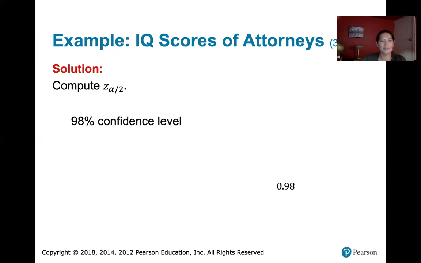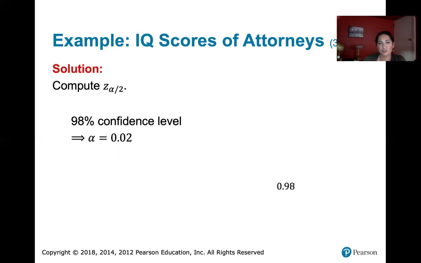So it says compute z sub alpha over 2. The first thing we notice is that we've got a 98% confidence level. If I know that I have a 98% confidence level, I can find alpha. Alpha is the complement of that. So alpha is 2%, but we write it in decimal form, so that's 0.02.